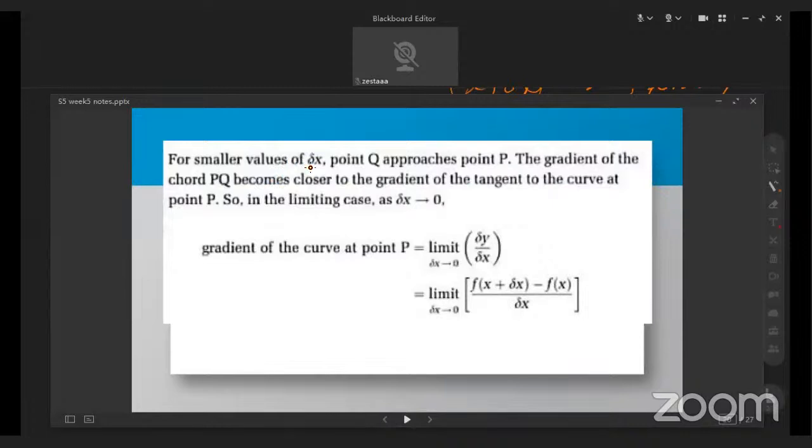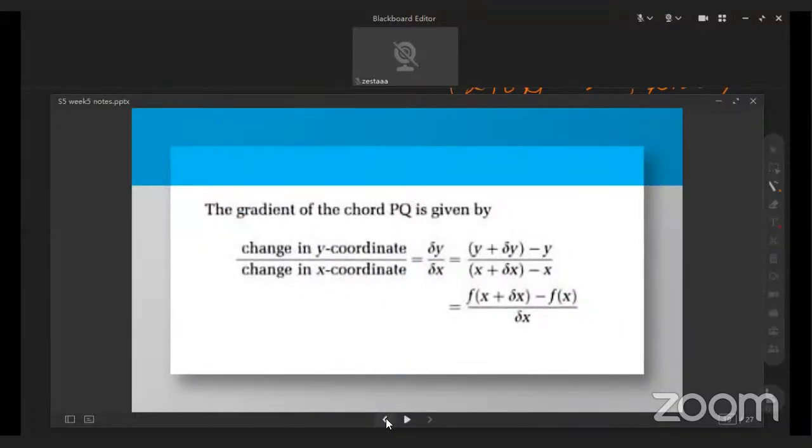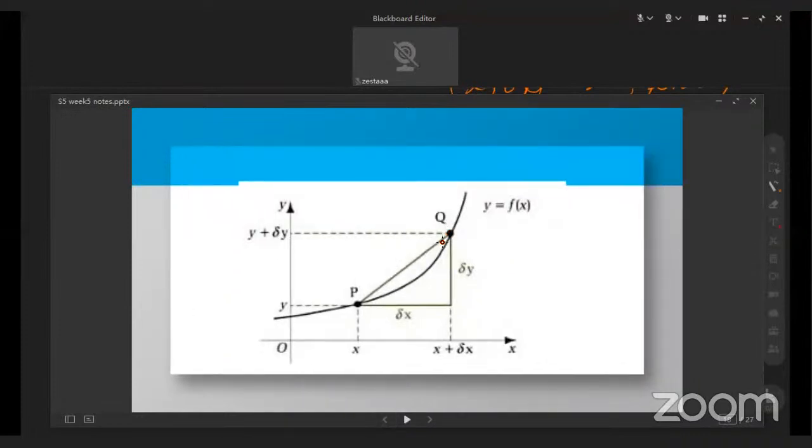Now we are saying for smaller values of x. Okay, so we are saying for smaller values, for small change in x, as we said, this one tending towards zero, point Q will approach point what? Point P here. As you keep working, this point Q will be tending towards what? Towards point P. That's what we are saying, because of the smaller changes of x.